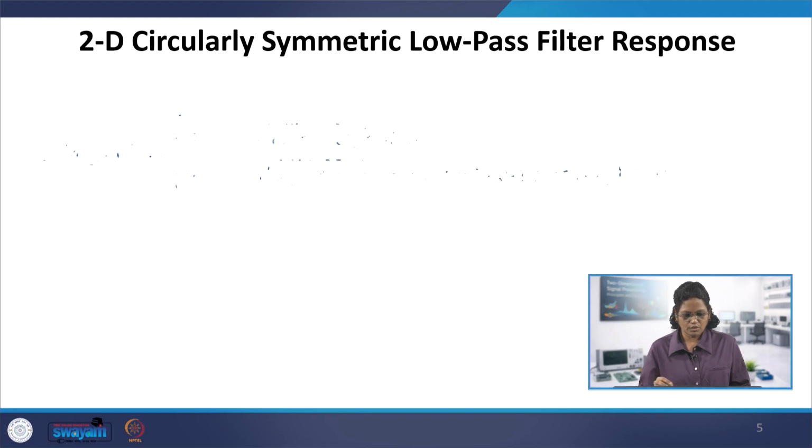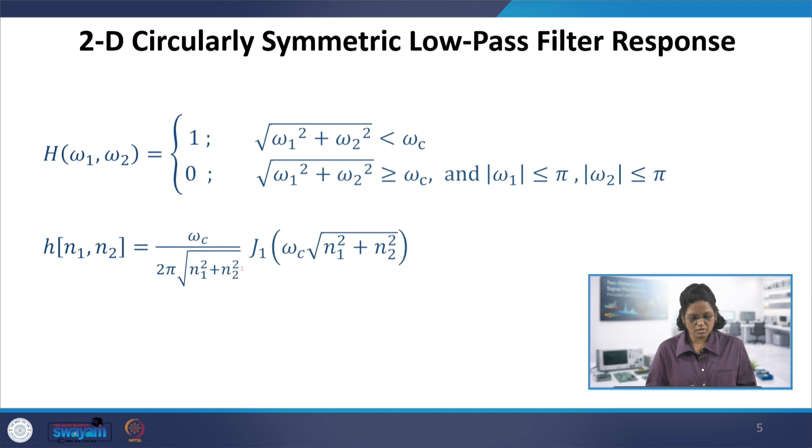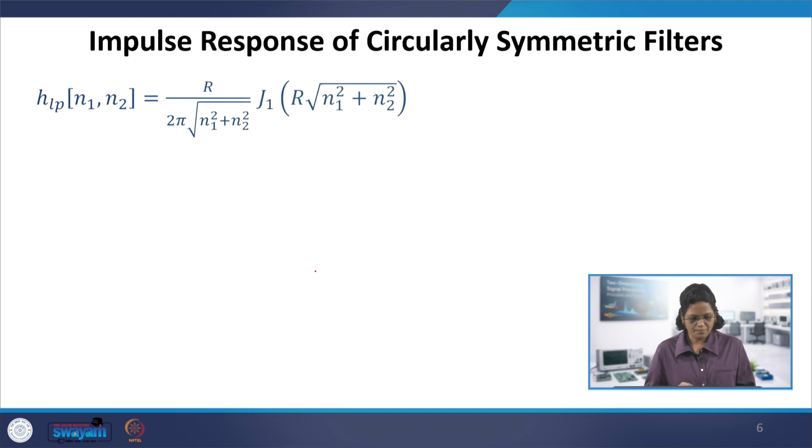If we take the low pass filter response, which we derived in the previous lecture, H of omega 1, omega 2 is 1 for the square root of omega 1 square plus omega 2 square less than omega c, and 0 for the other cases, with its corresponding impulse response. Once we know the circularly symmetric low pass impulse response, it can be extended to the high pass, and then to the band pass and band stop filters, and so on.